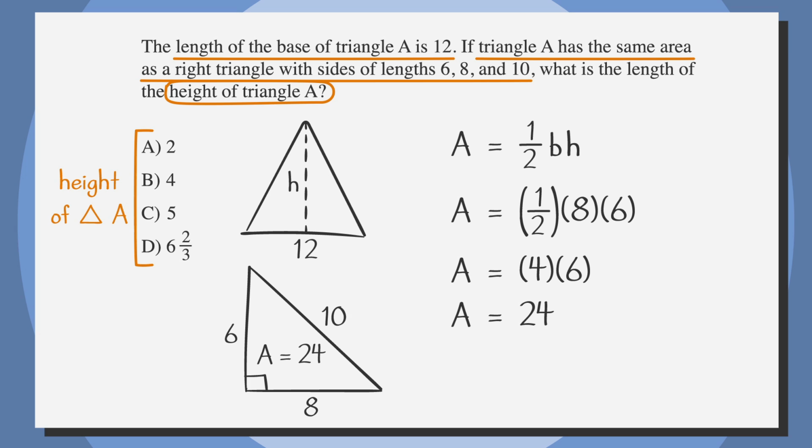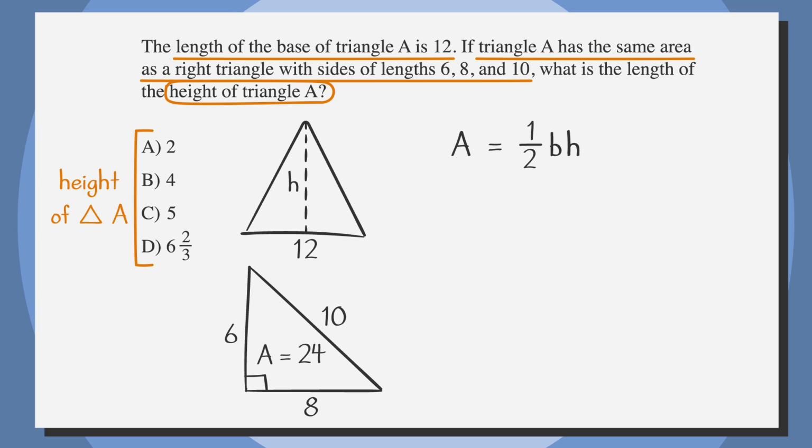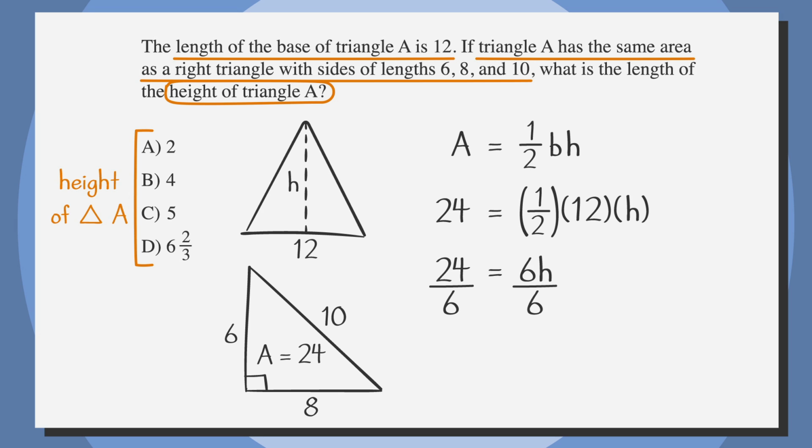Let's set up our area formula again. The area is 24 and the base is 12. So 24 equals 1/2 times 12 times the height. We'll divide both sides by 6 and find the height equals 4, which is answer choice B.